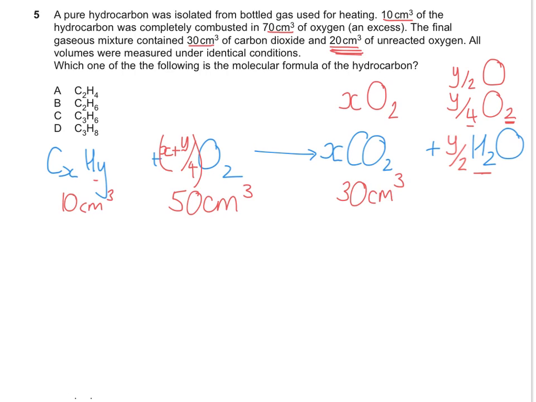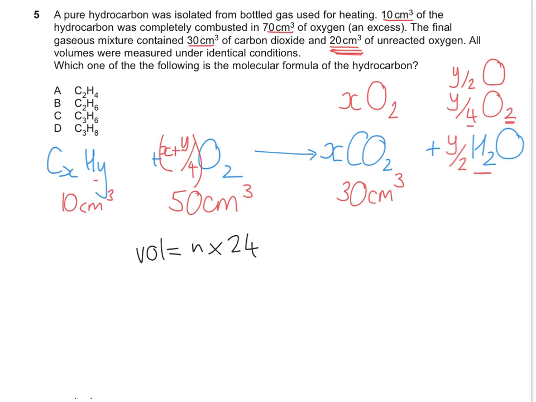Okay, now if you remember back to when we talked about molar gas volumes, we learnt that the volume of any gas, 1 mole of any gas, is 24 decimeters cubed at room temperature and pressure. So if you remember the equation, volume equals n times 24. That means 1 mole of any gas occupies the same volume at a given temperature and pressure.